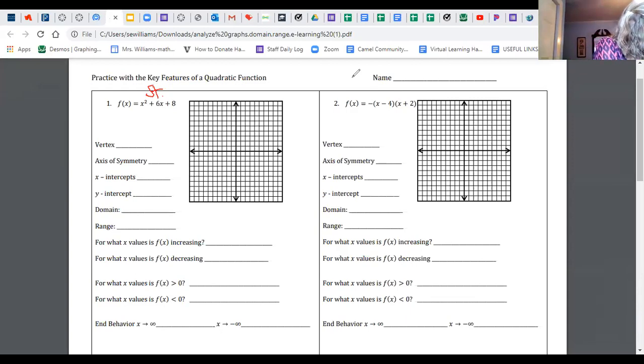Y-intercept. Very good. It gives us the y-intercept. So we know the y-intercept is 8. So I can come down here and say that the y-intercept is 8. Okay. All right. How can I find the vertex?